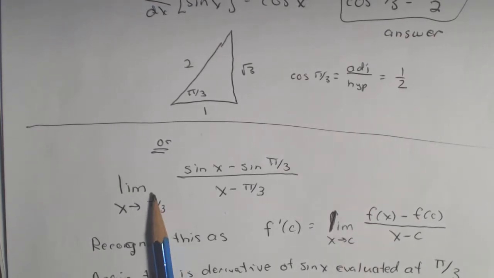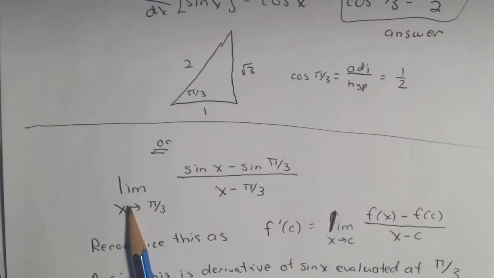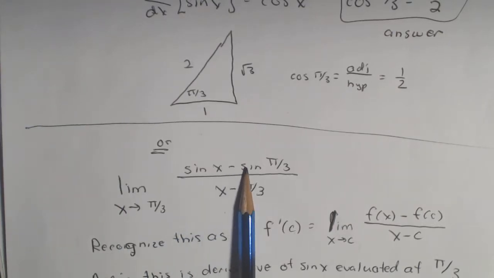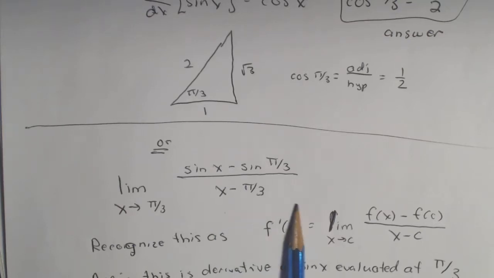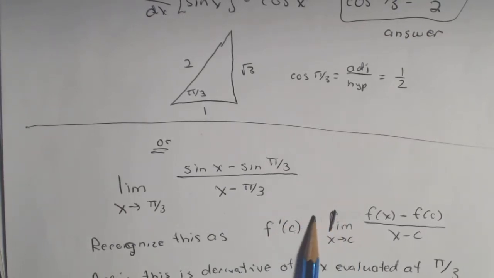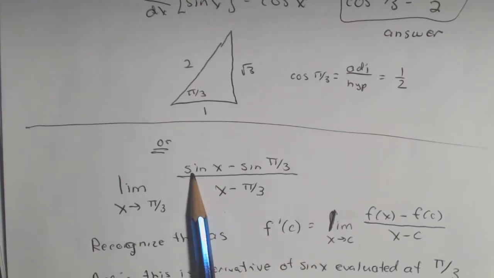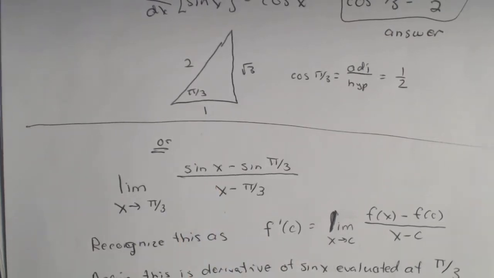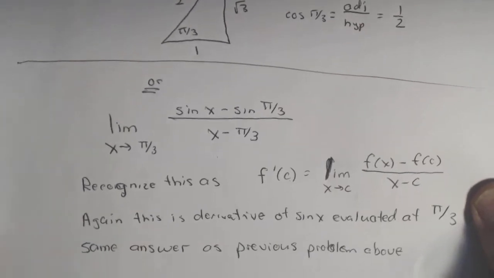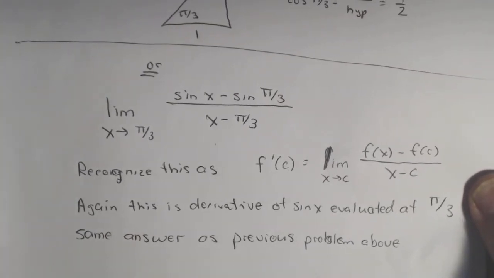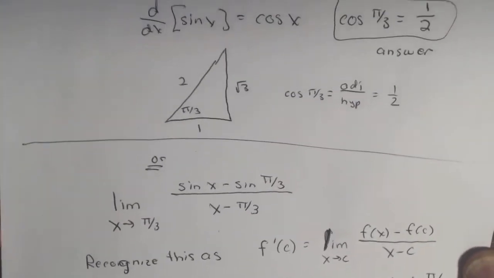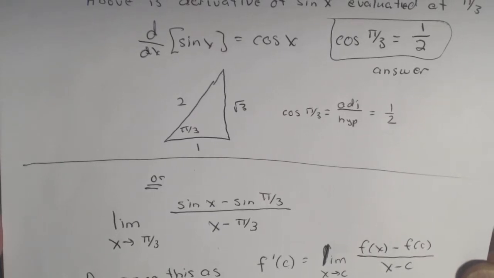Here it sits. If amongst a bunch of limits you saw the limit as x approaches pi over 3 of sine x minus sine of pi over 3, over x minus pi over 3, that's exactly f prime of c, where the function is sine x and you're doing pi over 3. And so the answer, again, is the derivative of sine x evaluated at pi over 3. Your answer comes out exactly the same as before.